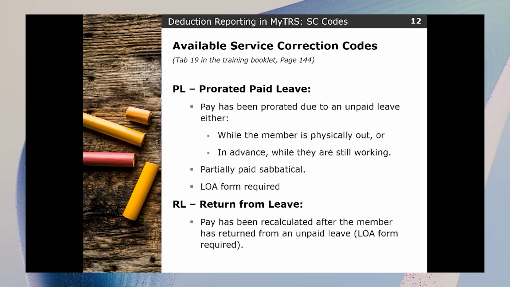The next code is the return from leave code. This is if they have returned from their leave already and they are being prorated still due to that leave. Maybe it's just their first check back from leave. Maybe it's for the rest of the year. However you do it, if their pay is recalculated after coming back from a leave, you would use the return from leave code. Again, the LOA form, we should already have it from when they went out on leave, and we would be looking at the member events as well.